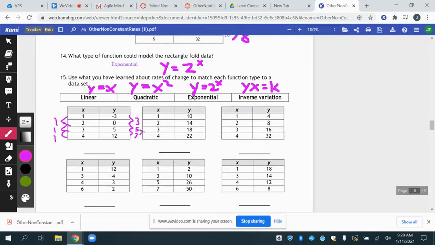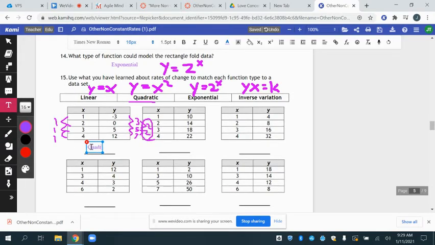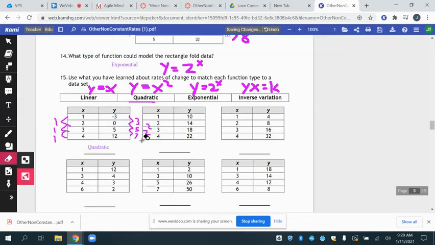Well, they're 2 and 2. Notice the second difference is the same. So this must be quadratic, because that's what quadratic functions do. Okay, I'm going to erase the 2's just so that we can see the next assignment. But that's what we're doing.